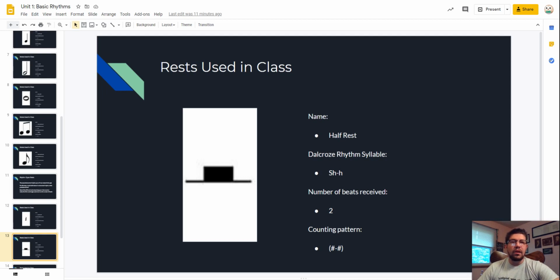The next one here is called a half rest. The easy way to remember this one is that it looks like a top hat that you could possibly put on your head. So half and hat sound similar enough, obviously not super similar, but enough that it can kind of be a silly way for you to remember this. The rhythm syllable is going to be shh. You're going to draw that shush sound out for 2 beats to show that it is taking up 2 beats worth of space inside that measure. The counting pattern, just like your half note, is going to be the number of the beat that it starts and ends on, attached by a hyphen.